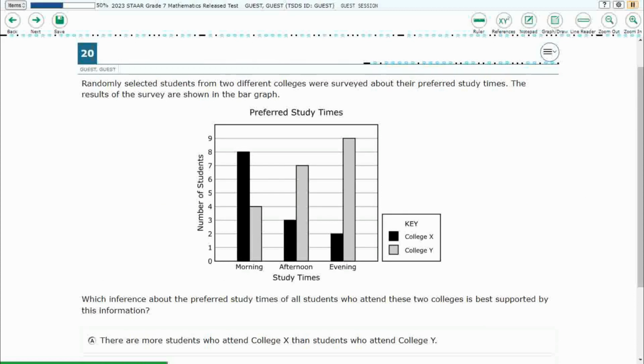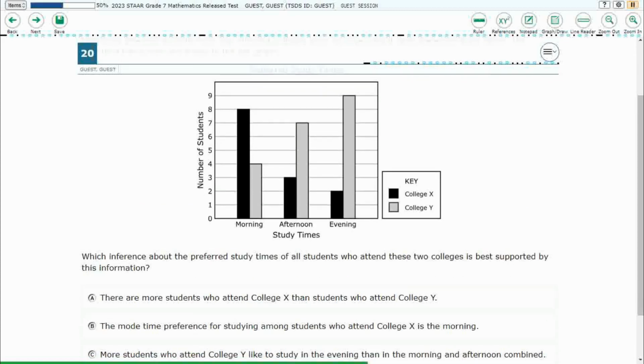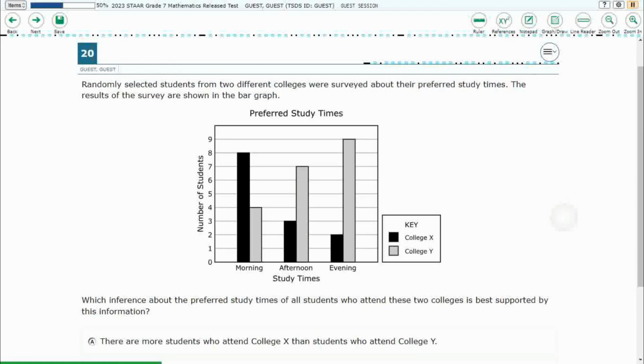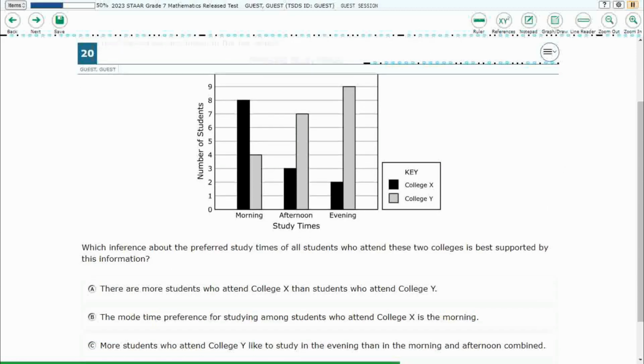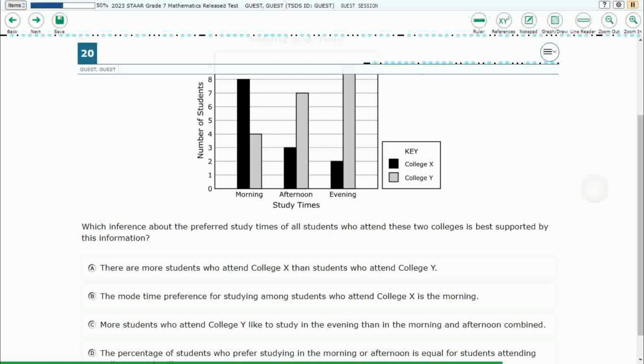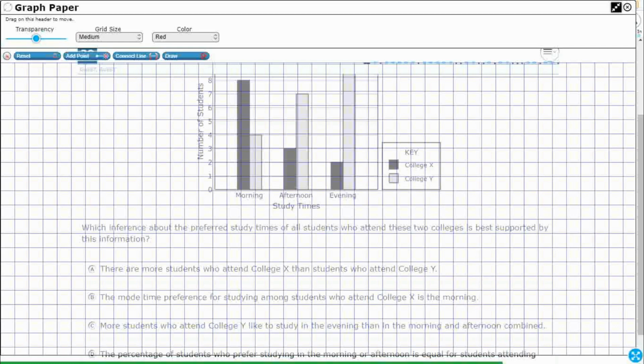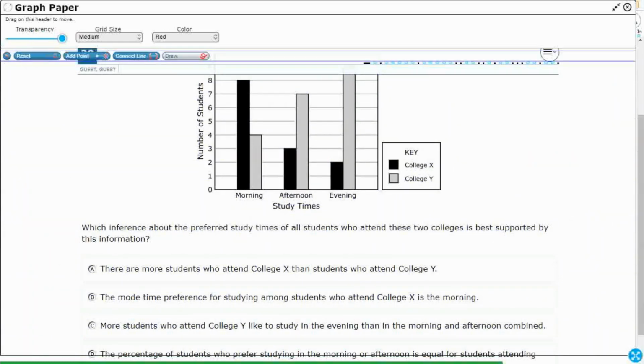Alright, so we've got a double bar graph with the black bars being college X, the gray bars being college Y, and they are talking about their preferred study times. And we have four statements here, and we need to find which one is best supported. It needs to be the inference, so it might not be exact, but let's put a little bit of thought into interpreting this real quick.